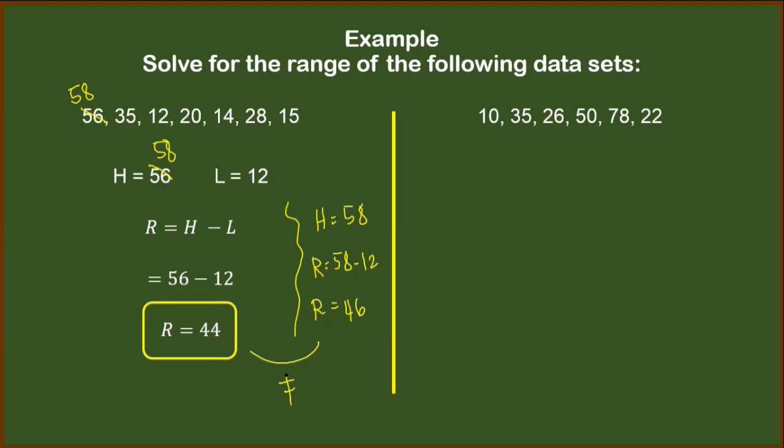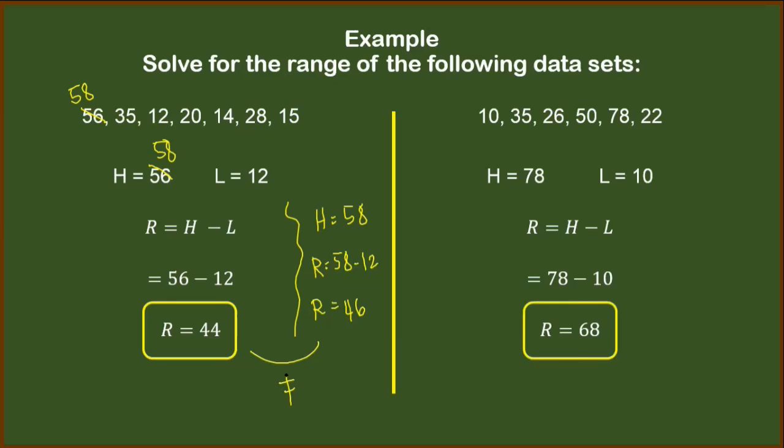Just like what we did a while ago, identify the highest and the lowest values, which are 78 and 10 respectively. And then just subtract them. We have 78 minus 10, that is 68. And that is our range. So see how easily we can compute the range. That's why this is labeled as the measure of variation that is easiest to be computed.